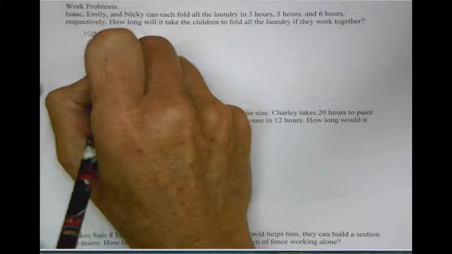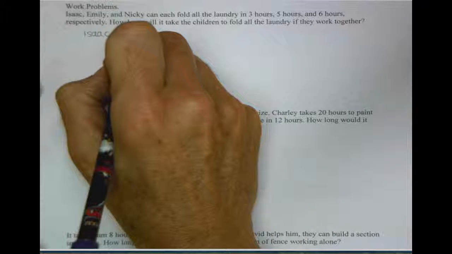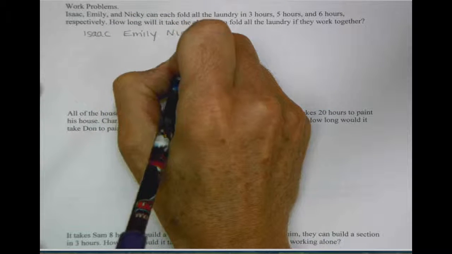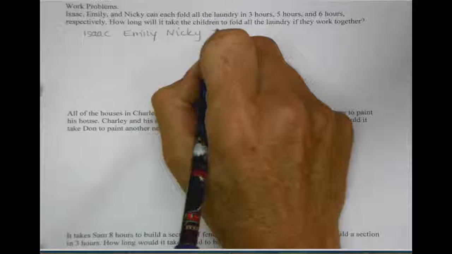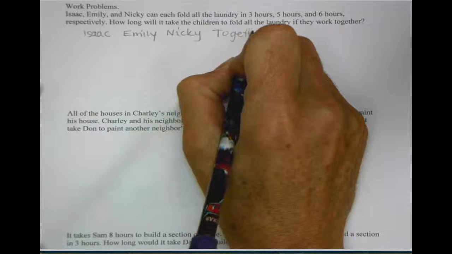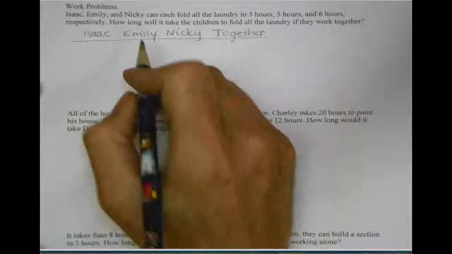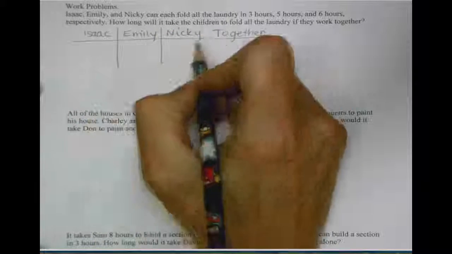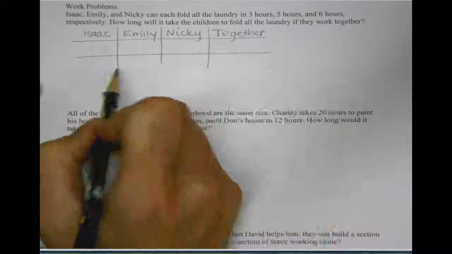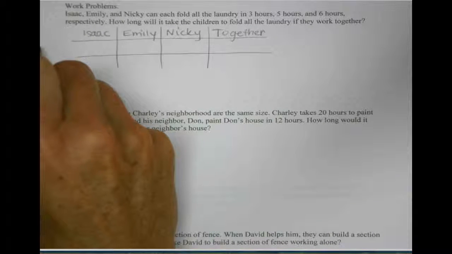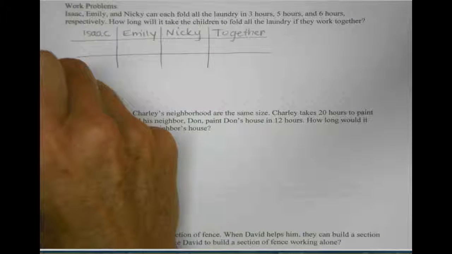I'm going to make a chart with each person's name at the top, and also together. And together should always go on the right hand side, even if we know how long that takes for them to work together. I'll have two rows here. The first one is going to be the time to do the job.